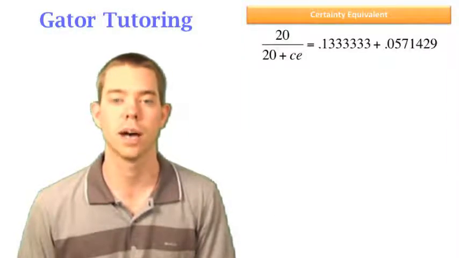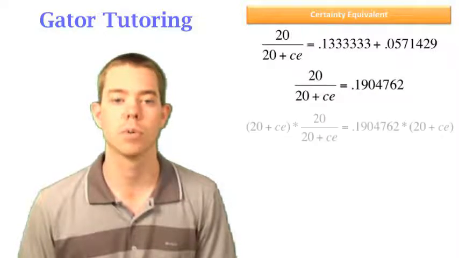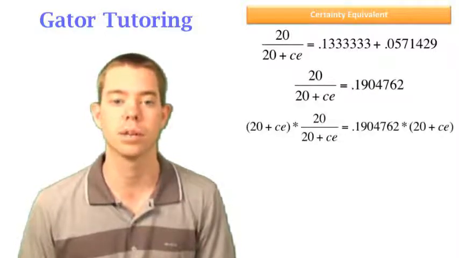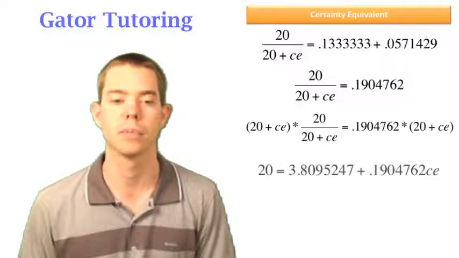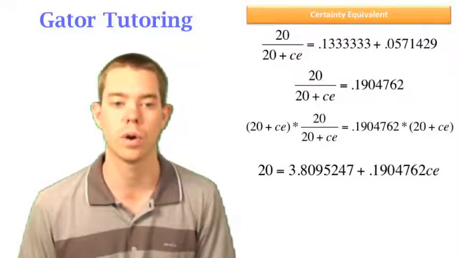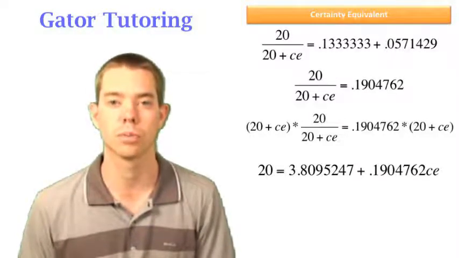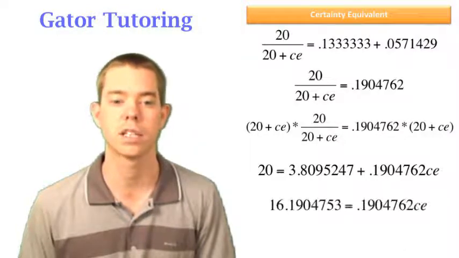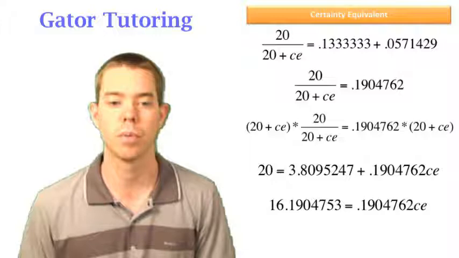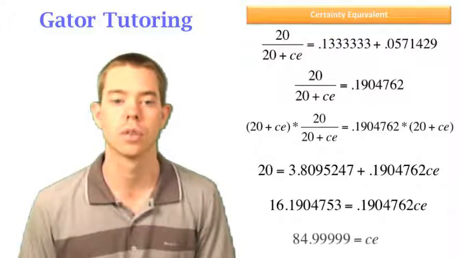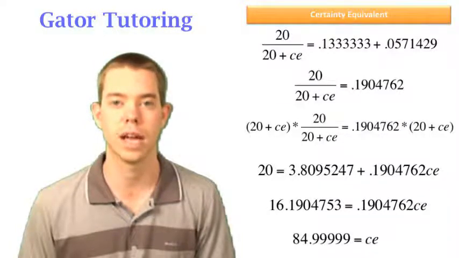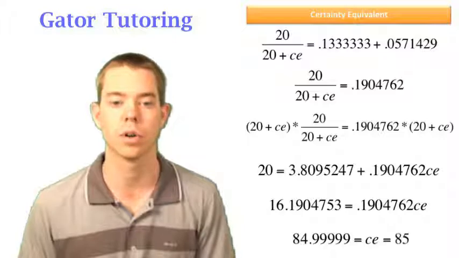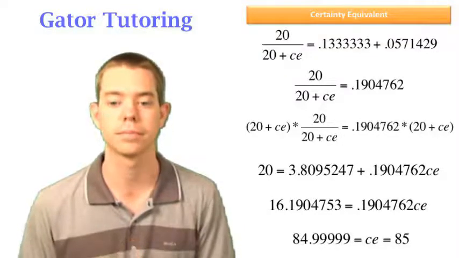So from here, we can combine like terms on the right side. Now we're ready to multiply each side by 20 plus CE, which will take it out of the bottom on the left side, and we'll just have 20 on the left side. On the right side, we'll multiply that through. Now we can subtract 3.8 roughly from each side and divide through by 0.1904762. And we find that his certainty equivalent is 84.999 repeating, or his certainty equivalent is 85.